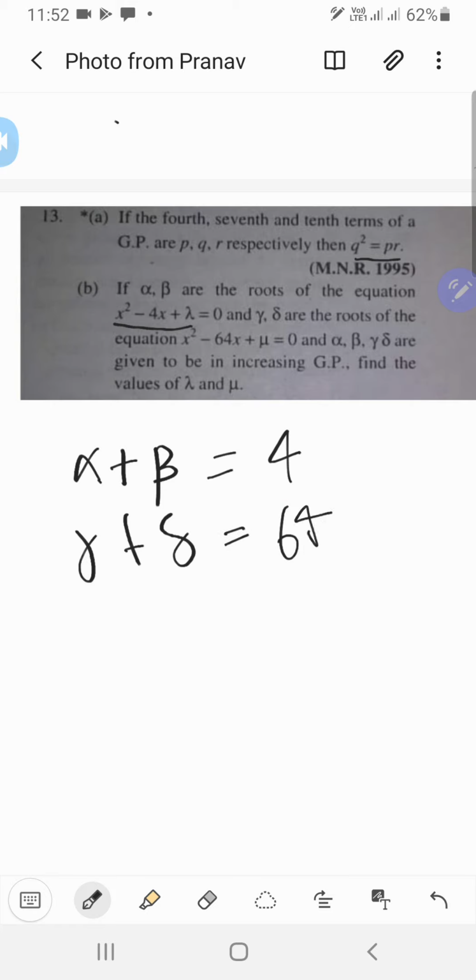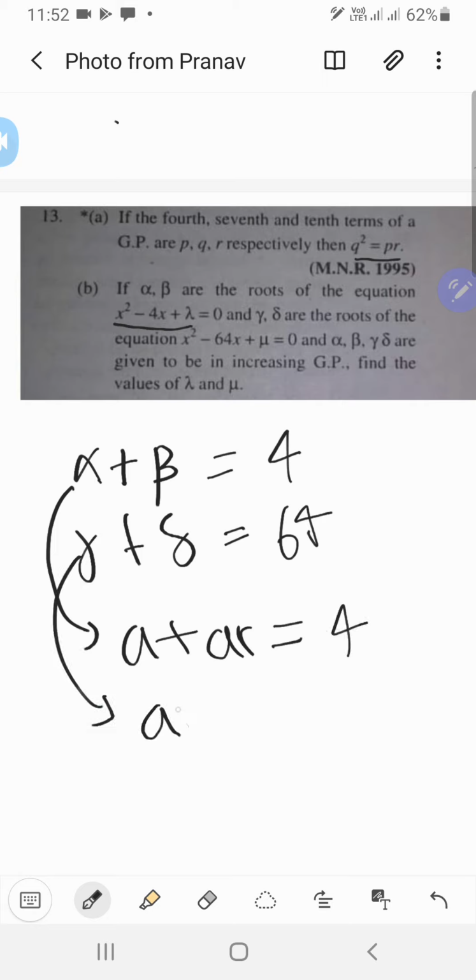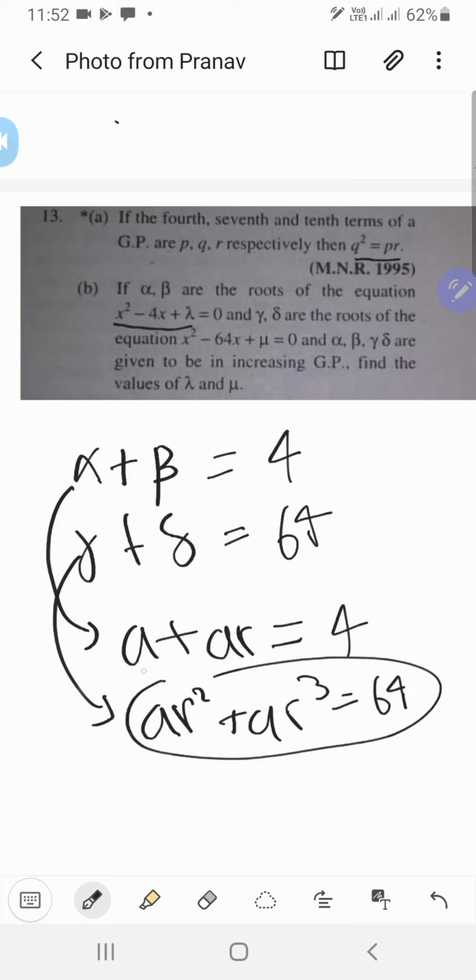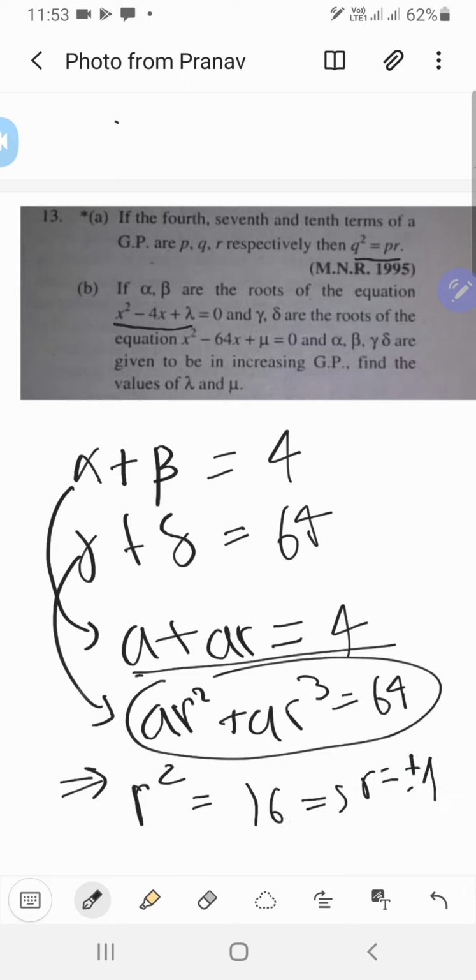Now we will be using the fact that these are in a GP, an increasing GP. So from this equation I can say that a plus ar is supposed to be 4. From this equation I can say that ar squared plus ar cubed is 64. Now I can divide these two equations. You can clearly see that this is multiplied by r squared to get into this equation. So I will just get r squared is equal to 64 upon 4, which is 16, which means that r is equal to plus minus 4.